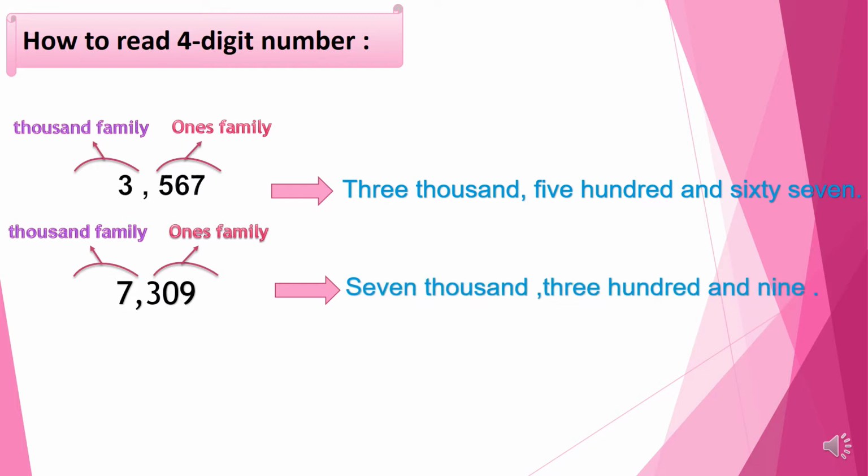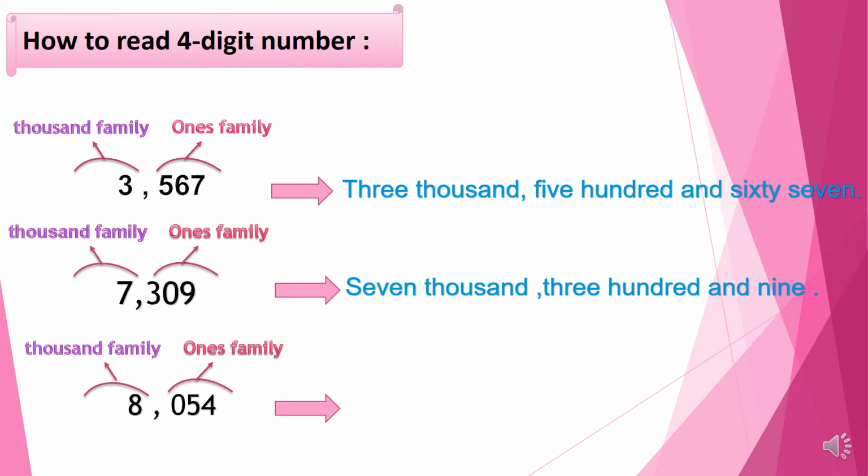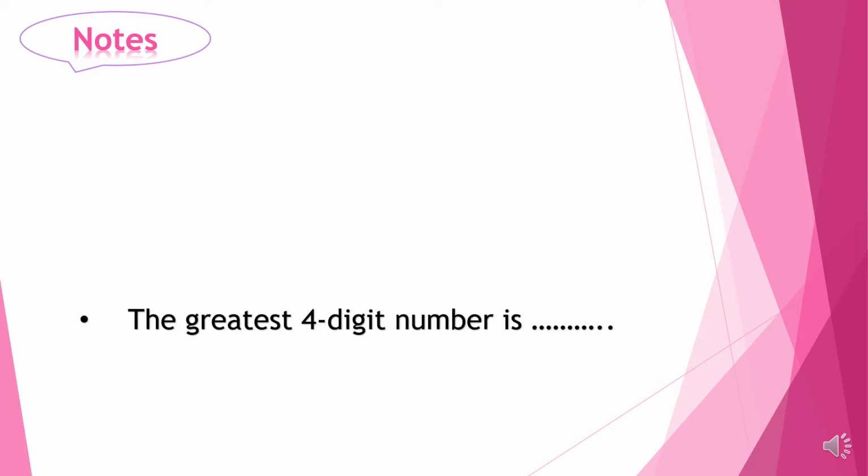7309. The last example: start from the right. 1, 2, 3, comma. I have 2 families now. Start reading from the left. 8000, and 54. I don't have any hundreds here, so it's 54. 8,054.